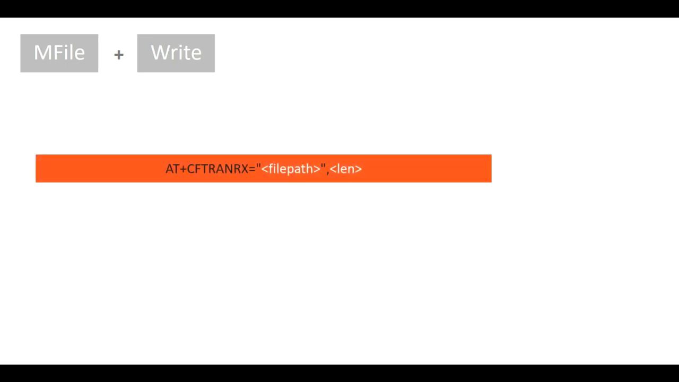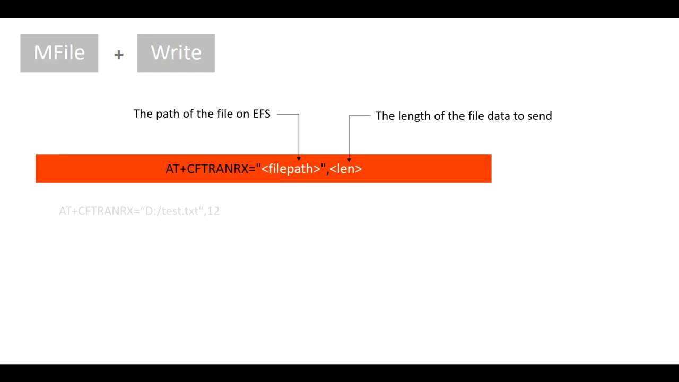Next, I'm going to create a TXT file and write the data inside the file. To do this, I'm going to use the CFTRANRX command. This command receives two pieces of data: first, the file path, the drive which is going to be used for writing the data, and also the length of the data which is going to be written. In this example, I'm going to specify the external drive, drive D, the file name test.txt, and the length of the data would be 12 bytes.